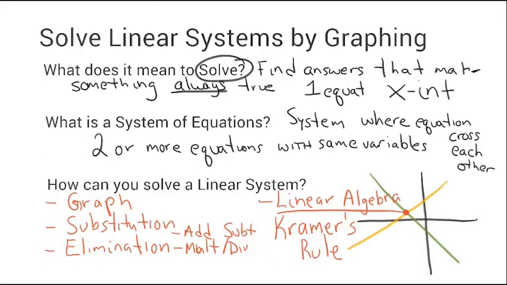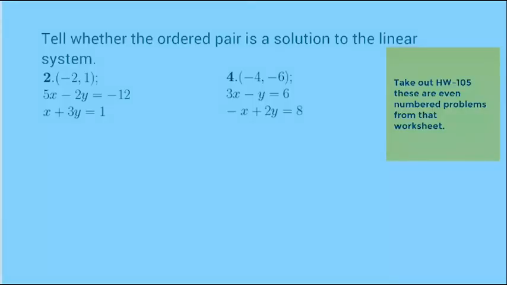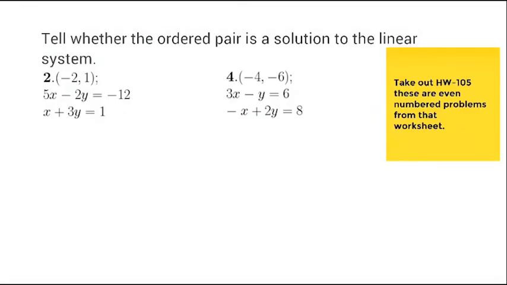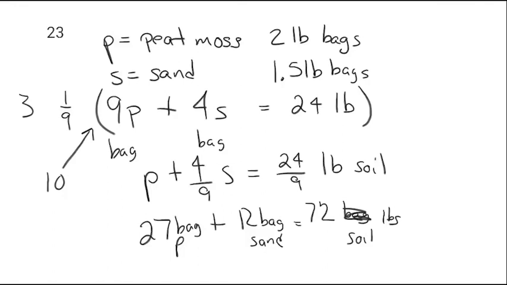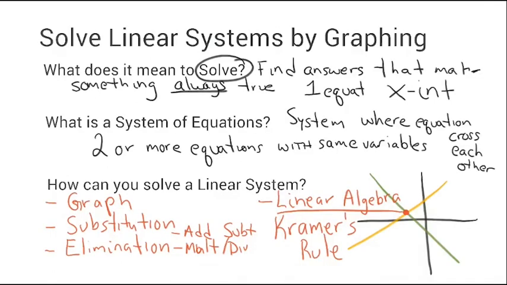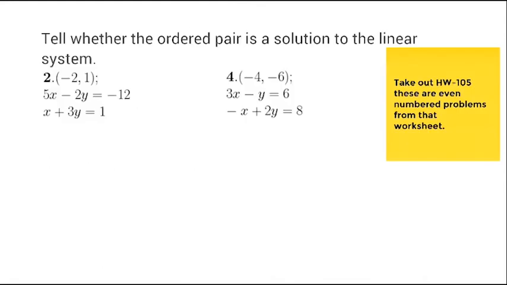So today we're actually going to solve systems by graphing. I told you that something is a solution if it makes everything true. So if something is a solution, it's going to always be true. If I give you a coordinate and a system of equations, you need to be able to tell me whether that point is where they cross. You can tell that by sticking the x-coordinate and the y-coordinate into both equations to see if they're both true.